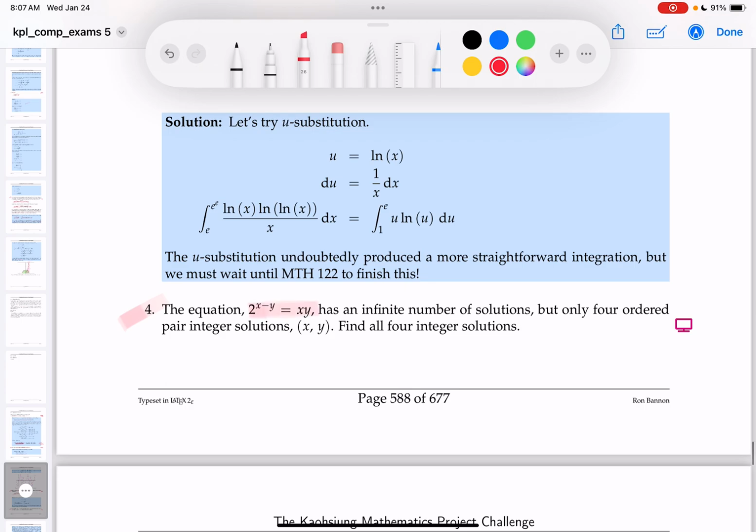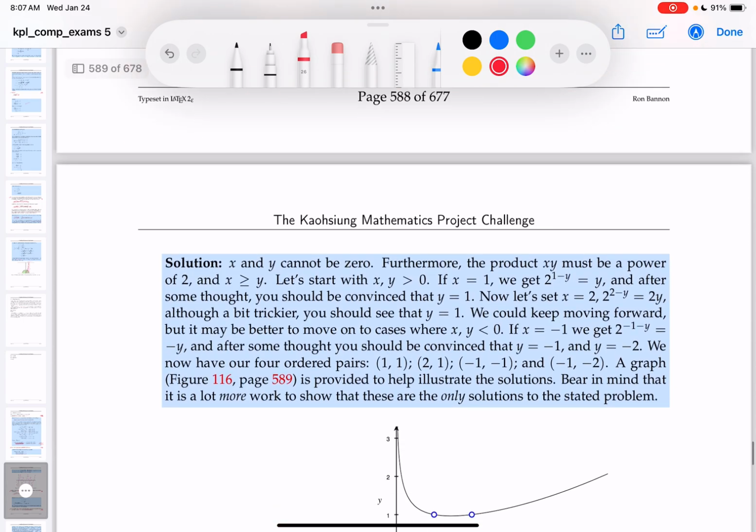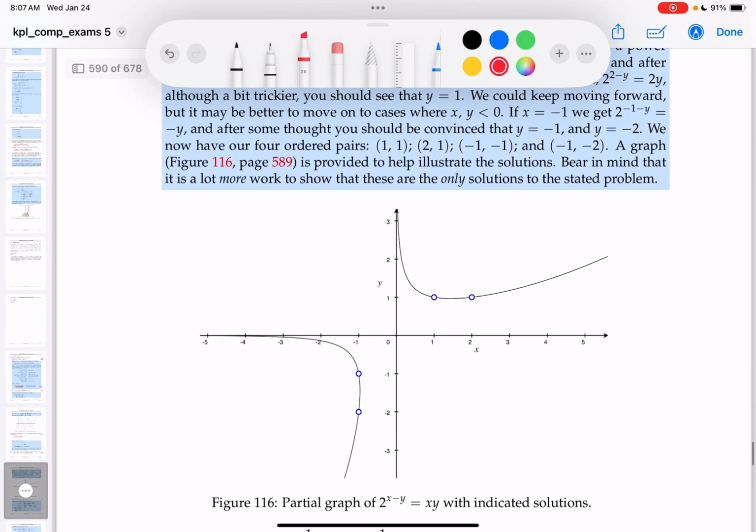Number 4, I'm seeing this one over here. It says there's an infinite number of solutions, but only 4 ordered pair integer solutions over here. They want you to find 4 integer solutions to the problem, by the way. I post a video, and I put the work down, and I've also indicated what those 4 integer solutions are, and they're being indicated over here.